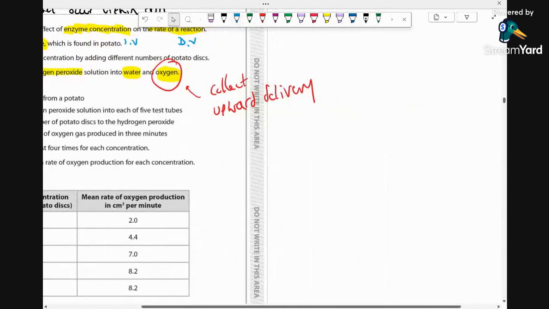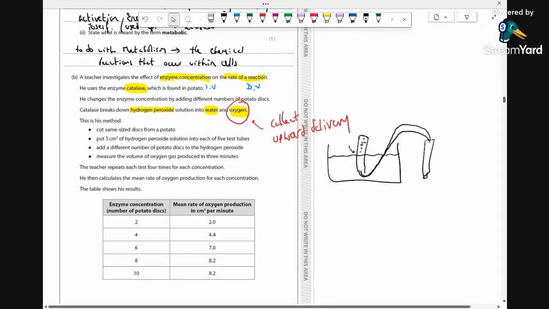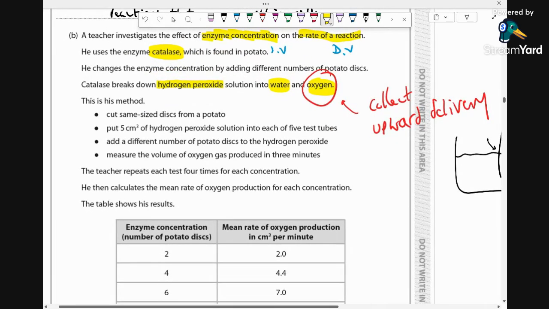Which is of course where you have a water trough here, and you place your measuring cylinder like that over. You have your reaction happening in a test tube. You have a bung, and the gas comes out there like that, and it will displace the water, right? So as your gas is collected, it will displace the water, and you can read off the volume of gas produced. That's a horrible diagram, but hopefully gets the point across. His method is to cut the same size discs. Good, so that's a control variable, from a potato.